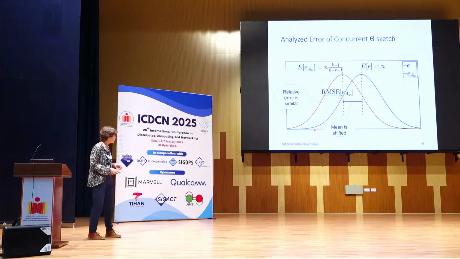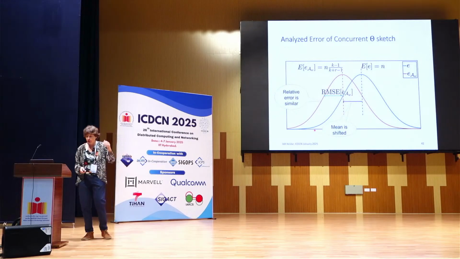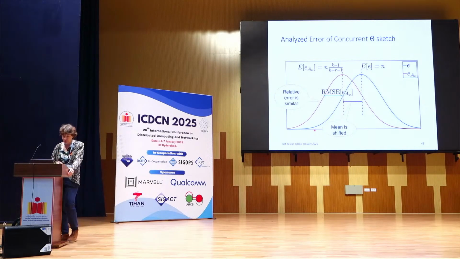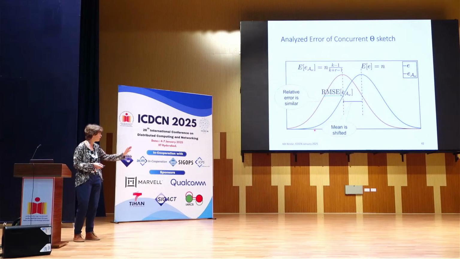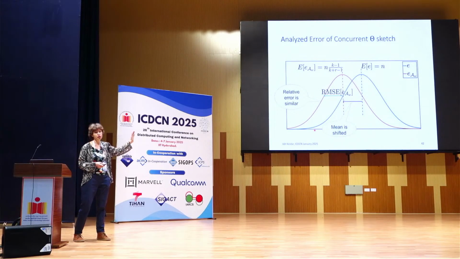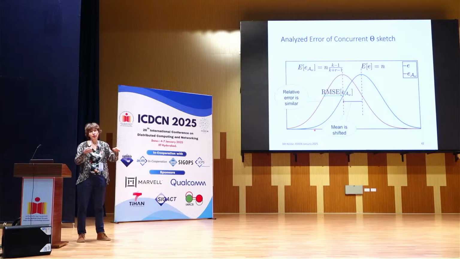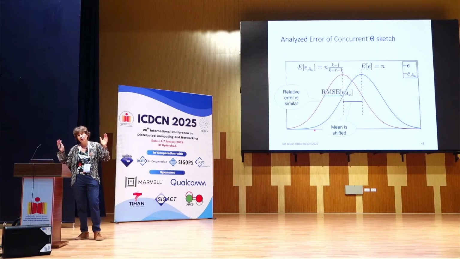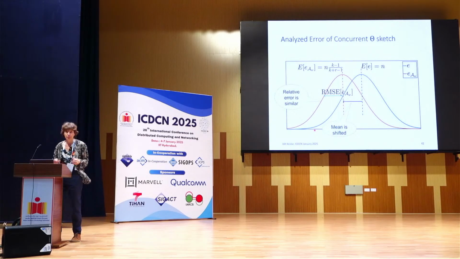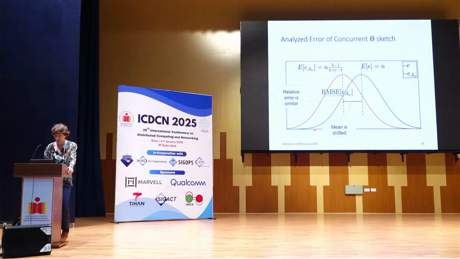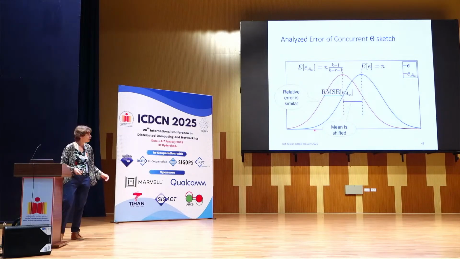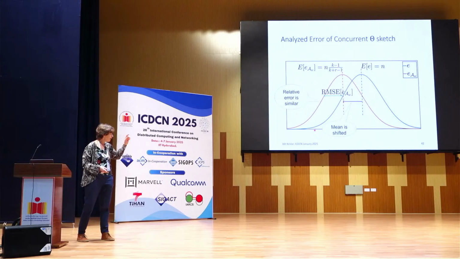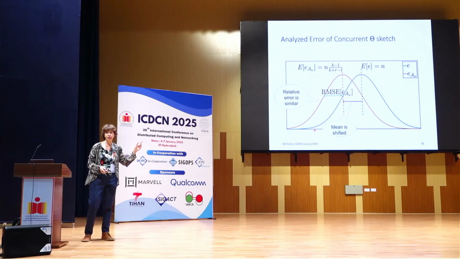This is just an illustration of the error. In the paper we have the equations, but basically what you get is, not surprisingly, a shift of the distribution. So if the estimate was some kind of distribution, now because we're undercounting, the mean is shifted and is going to be smaller, but the standard deviation, the error, is going to remain the same. So the shape of the curve is going to remain the same. That's the analysis we do, and just to try to see how this looks in a real implementation.